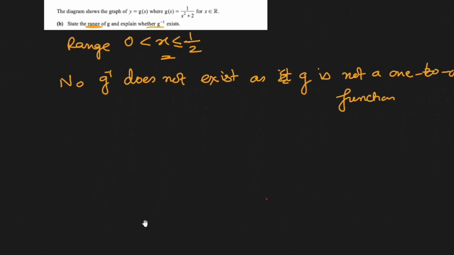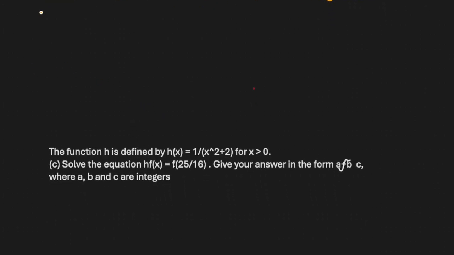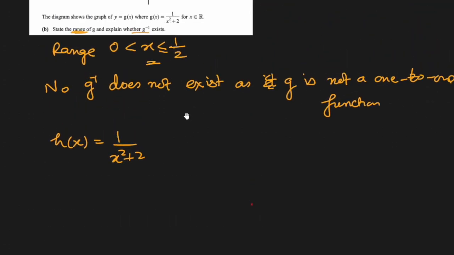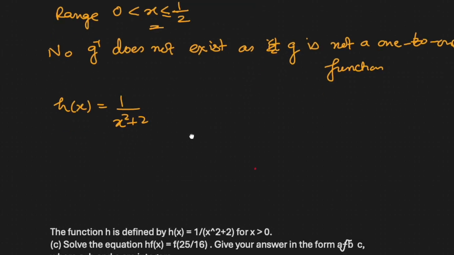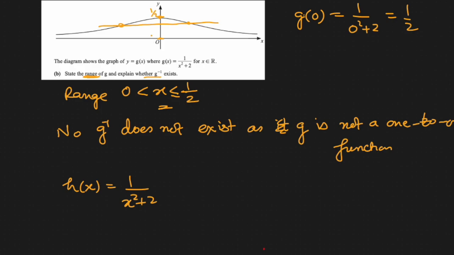Okay, the function h, the different function h, is defined as, let me write this, h(x) is equal to 1 over x squared plus 2. Isn't it the same as the previous one? Yes, same as g(x), but it was for all real numbers, and this one is for x greater than 0 only. That means only this part from here to here, so that it has an inverse and it is actually a function. So from here to here, that is our h(x) function.